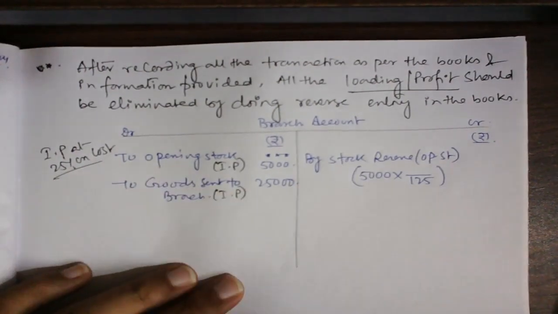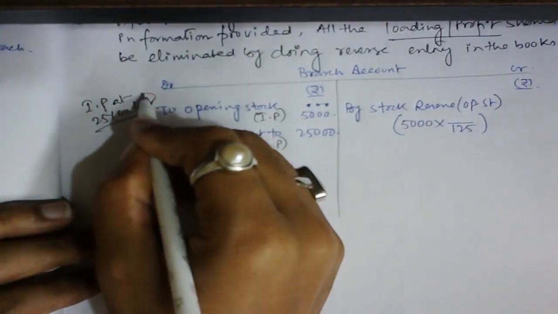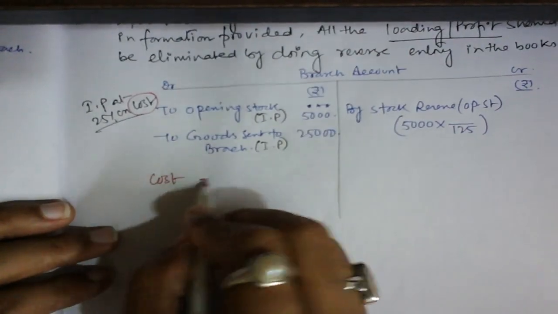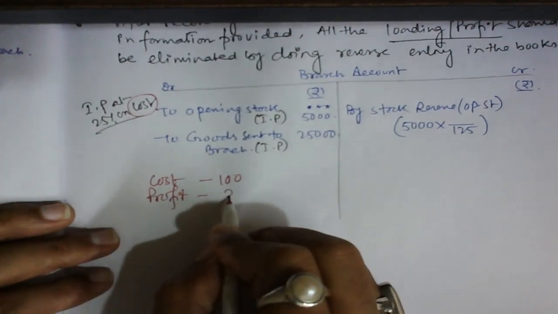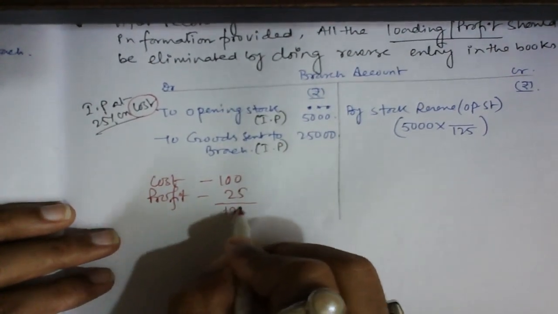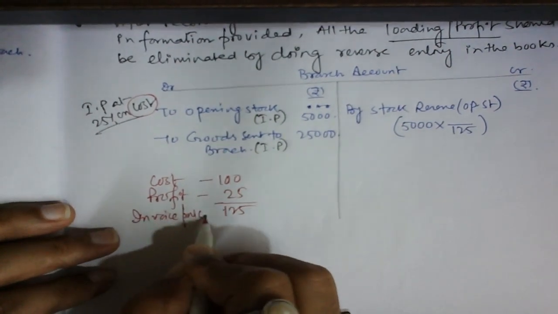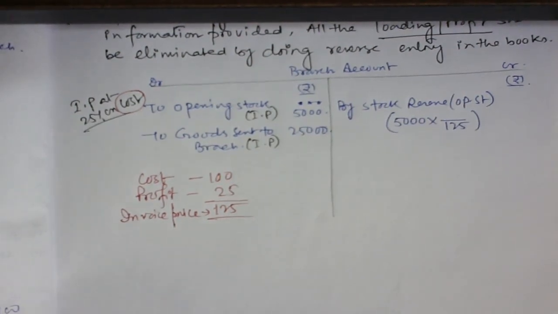Sir, how are we going to get 125? Easy. What I told you is that if your cost is 100, and the profit on cost is 25, then 125 is the invoice price. Got my point? This invoice price is nothing but the 125. That is what is written here. So the invoice price is 125.